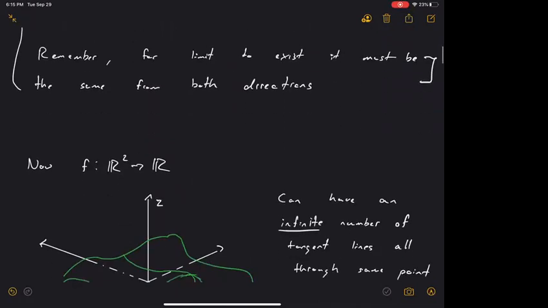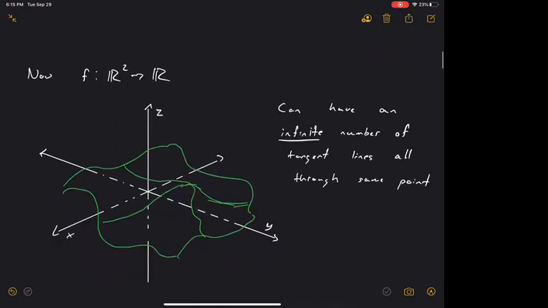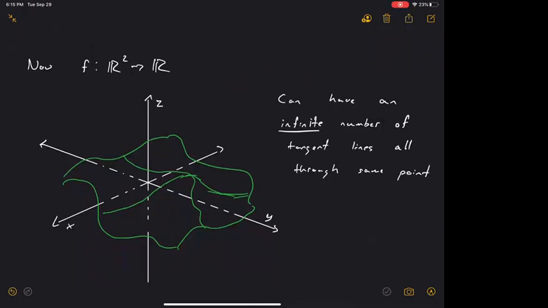Now that we've refreshed ourselves on derivatives for single variable functions, let's talk about derivatives for multivariable functions. Let's look at f from R2 to R for a second. Let's focus on this very basic case that is going to be what we're looking at for most of the semester.